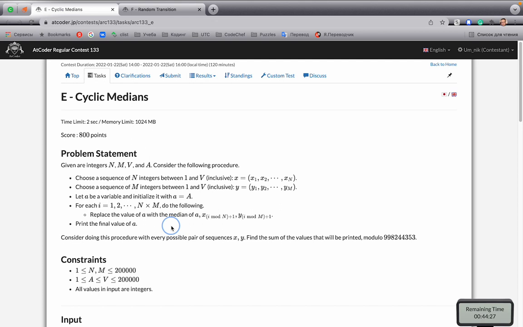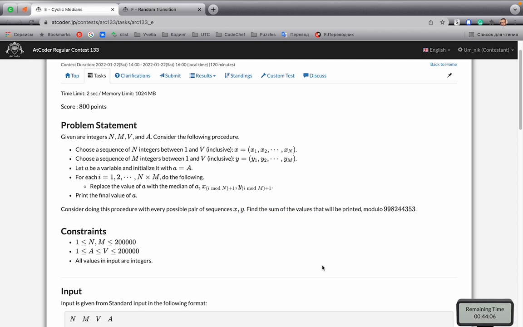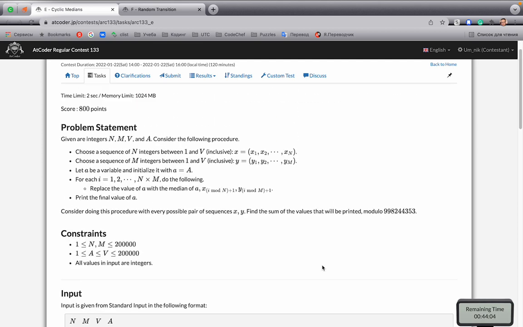Then we are given only the lengths of these sequences, the maximum value we're working with, and our starting value. Then we try all the possibilities for the sequences, and we want to find the sum of the results. Then what?